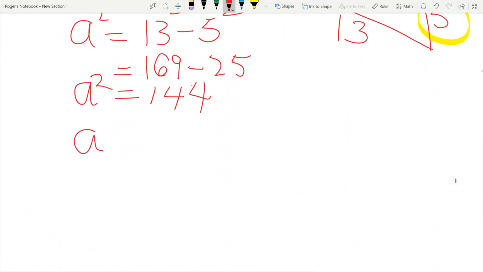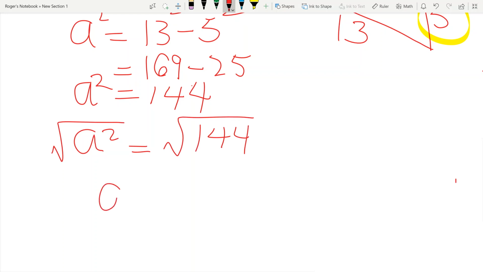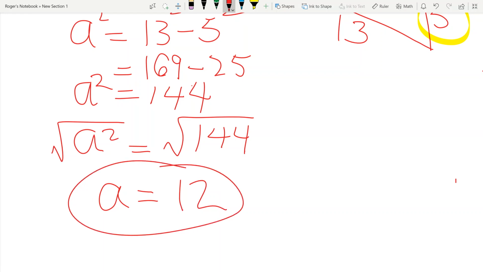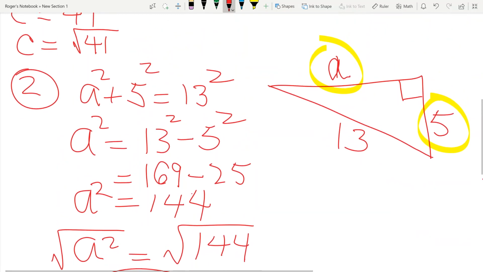Well, the square root of A squared is equal to the square root of 144. Square root of A squared is just A, and the square root of 144 is 12. Remember, we're dealing with principal square roots because when we're talking about the lengths of sides of a triangle, they must be positive. You don't have negative length. So A equals 12.